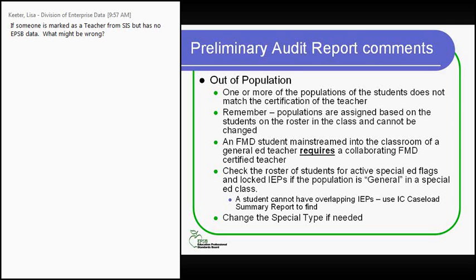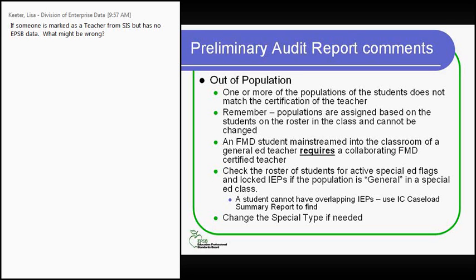If you're seeing a general population, check the roster of students to make sure that they're active, have locked IEPs, and they don't have overlapping IEPs. We've done a little bit of work with Infinite Campus this year to try and clean this up a little bit. We've had some errors in the last year or so as this has evolved.